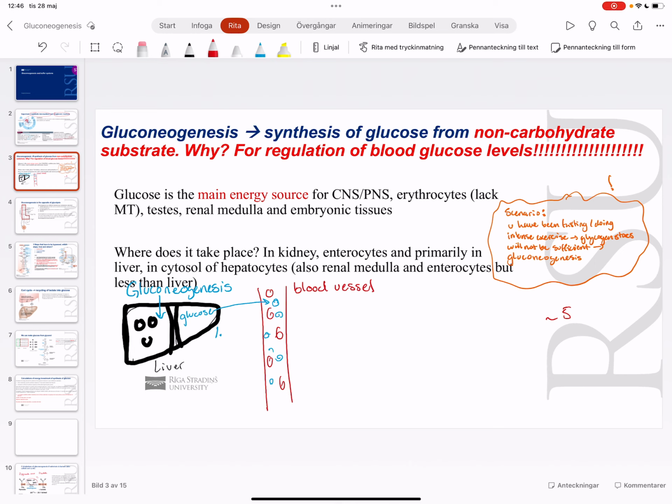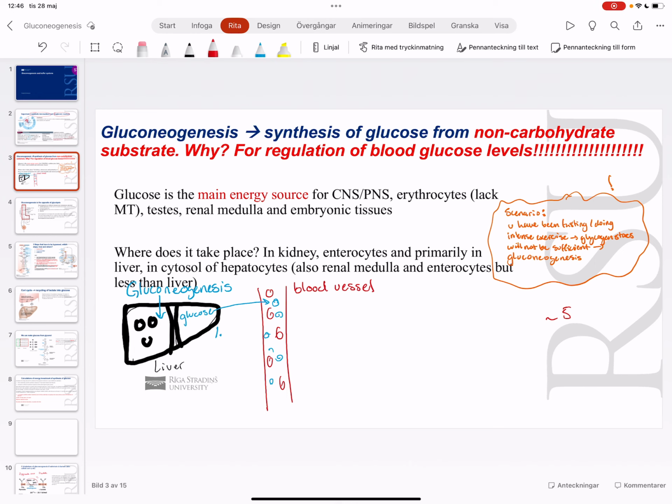Glucose is the main energy source for the central nervous system and peripheral nervous system, so brain and neurons, and also erythrocytes. Erythrocytes lack mitochondria, therefore they use only glycolysis, and so they need a lot of glucose. The testes, renal medulla, and embryonic tissues will also be highly dependent on glucose.